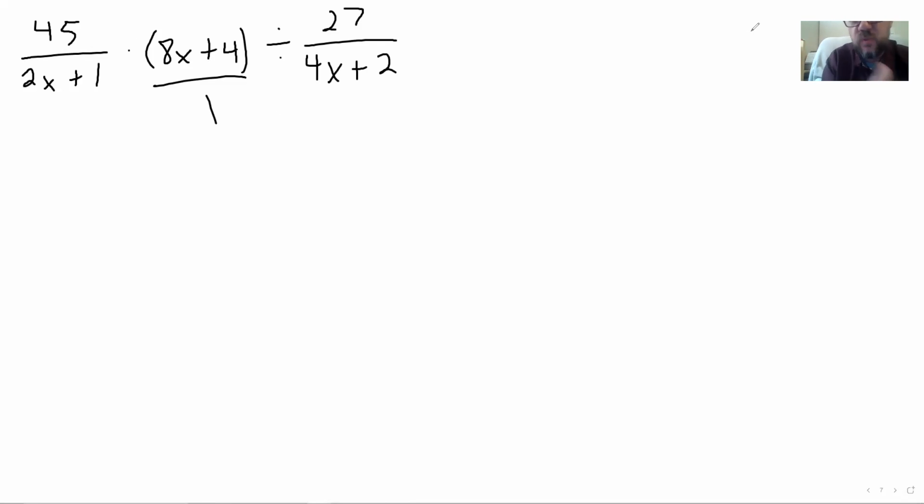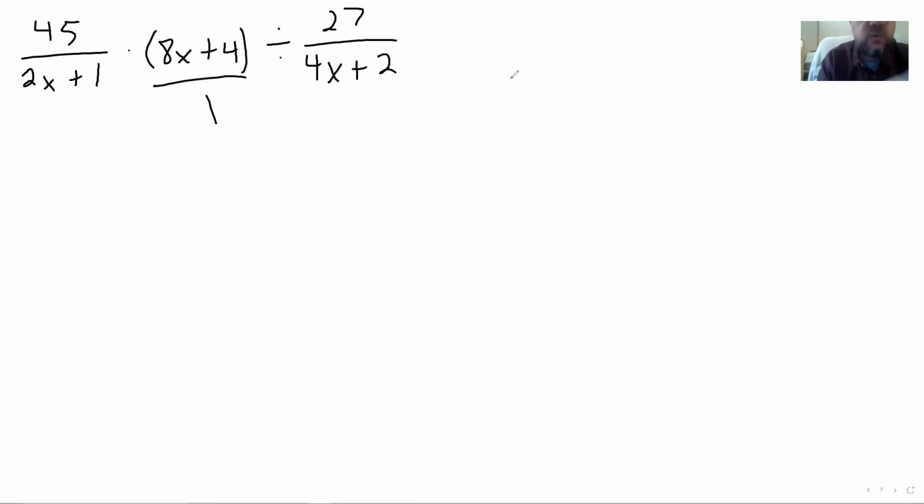We're dividing by 27 over 4x plus 2, so we're going to flip it over. That's all there is to it. If there were multiple divisions in here, we would just flip all of them. Anything divided gets flipped. The 8x plus 4 over 1 is not getting flipped because that is being multiplied. This is being divided. So the division goes with the thing after it. So the 27 over 4x plus 2 is being divided, so that's going to get flipped.